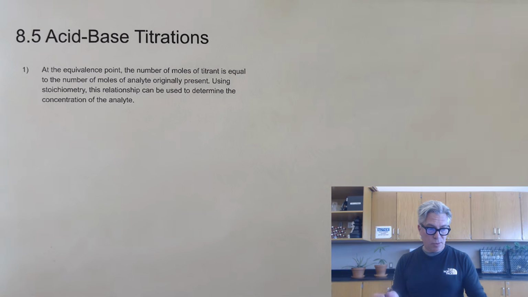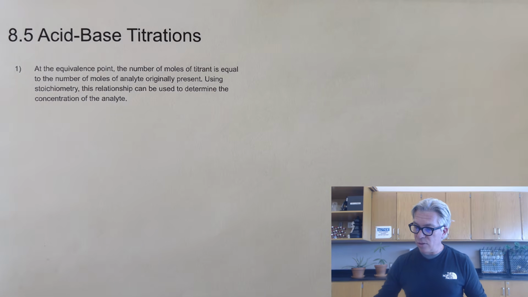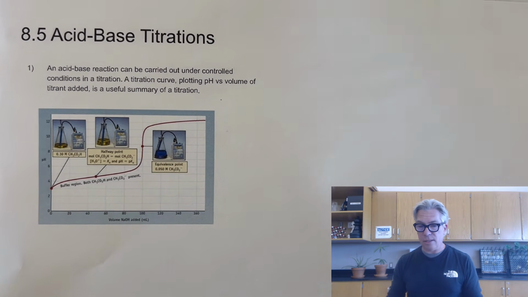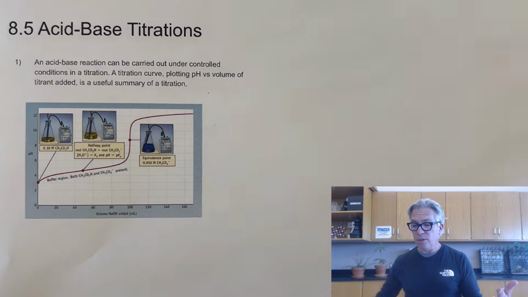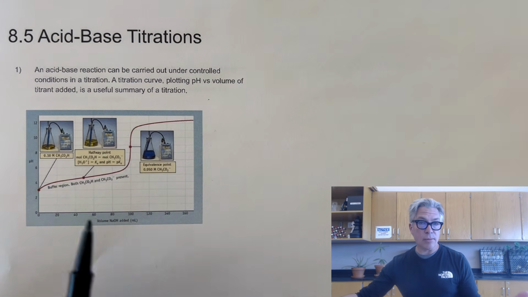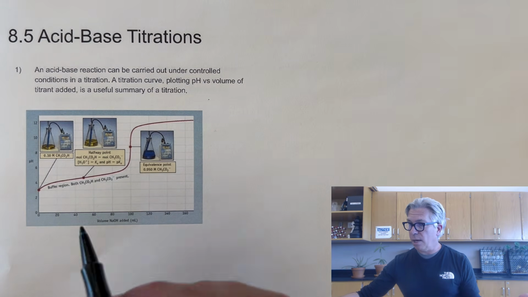At the equivalence point, the number of moles of titrant is equal to the number of moles of analyte originally present. Using stoichiometry, this relationship can be used to determine the concentration of the analyte. So it's just when you do stoichiometry calculations, they're stoichiometry. So try not to make them too complicated.